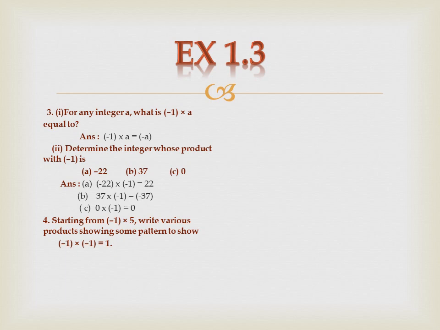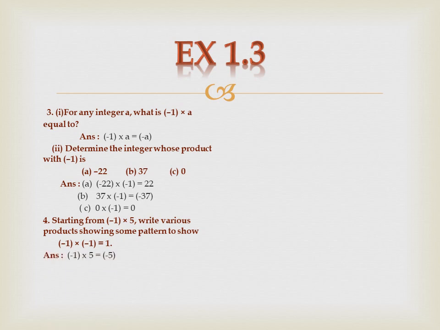Before, we studied negative into negative is positive by taking one pattern. That same pattern we need to apply here also. We have to start from negative 1 into 5, later negative 1 into 4, negative 1 into 3, like that we have to come till negative 1 into negative 1 and we will reach that negative into negative is positive. Like that, the same pattern here also we can write.